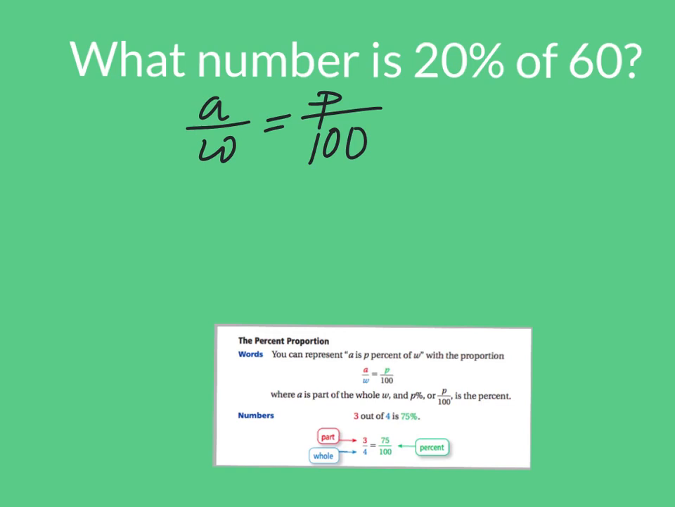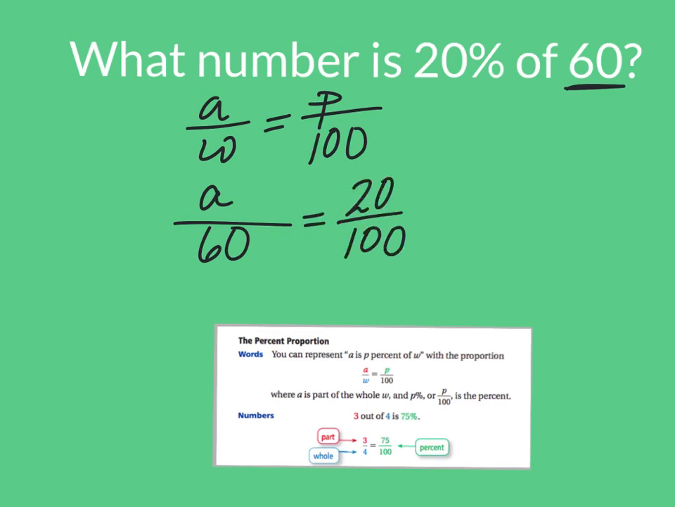So going back to my question, what number is 20% of 60? So I'm solving for A. I have a total of 60, and my percent is 20, so I'm going to write that as 20 over 100. So this isn't easy to use mental math to go from 60 to 100. So I might do cross products, or you might know what 20% of 60 is. I'll just model the cross products.